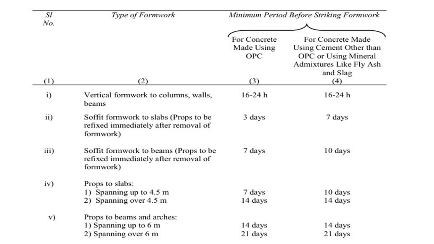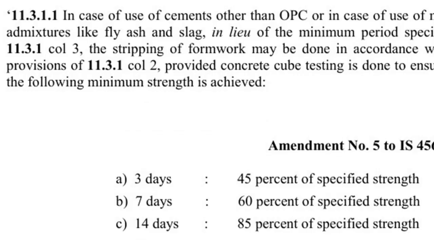Now, another clause is also given in the same clause 11.3.1, for the case of use of cement other than OPC, or in case of use of mineral admixtures like fly ash and slag. Now, in all the concrete we are using, it has either fly ash or slag or both, and microsilica and everything. So we have to check what type of cement, or what fly ash or supplementary cementitious material we are using, and accordingly we need to always think about this.